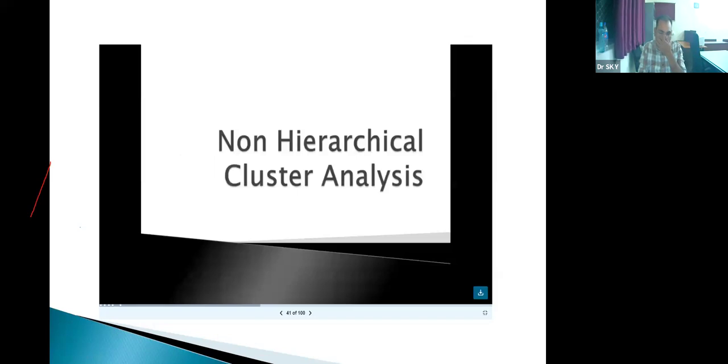Now we come to non-hierarchical cluster analysis. Here we have the number of clusters known in advance. So in cluster analysis, first we apply hierarchical cluster analysis to know the number of clusters. And once we know the number of clusters, then we apply non-hierarchical cluster analysis with the known number of clusters, and we get the cluster analysis.